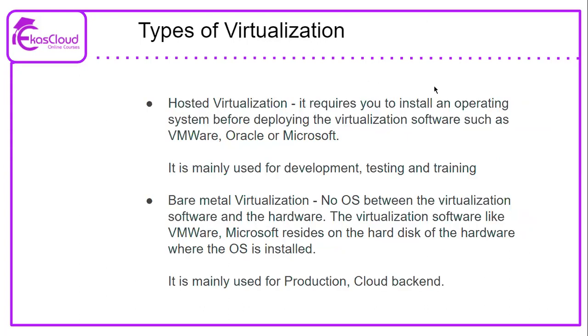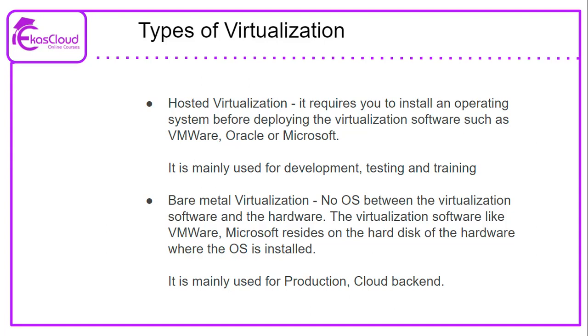So there are two types of virtualization we most commonly speak about. One is hosted virtualization and one is bare metal. So what are these two? Hosted is very simple. It requires you to install software on your operating system to create the virtual machine. So between your hardware and the provider software, there is an operating system in between. And on that operating system, you install the software from VMware or Oracle to create the virtual machine.